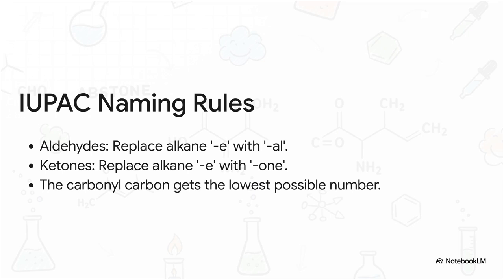For aldehydes, you take the name of the parent alkane, like ethane. You chop off the E at the end and you stick on -al. So ethane becomes ethanal. Simple. For ketones, you do the same thing, but you add -one. So propane becomes propanone. And always remember that carbonyl carbon is the VIP of the chain. It always gets the lowest possible number.